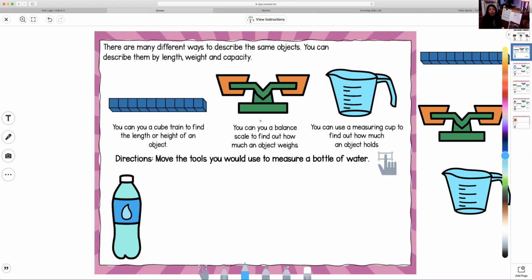Now, in the middle, if you look right here, I'm going to use a highlighter to circle it. You see that? That is a balance scale. Everyone say balance scale. When you go to the market, do you ever see those, and your mom puts fruit inside to find out how much it weighs? Yes. Good. You can use a balance scale to find out how much an object weighs. So when your mom puts the fruit inside, it tells her how much fruit she has. Balance. Good.